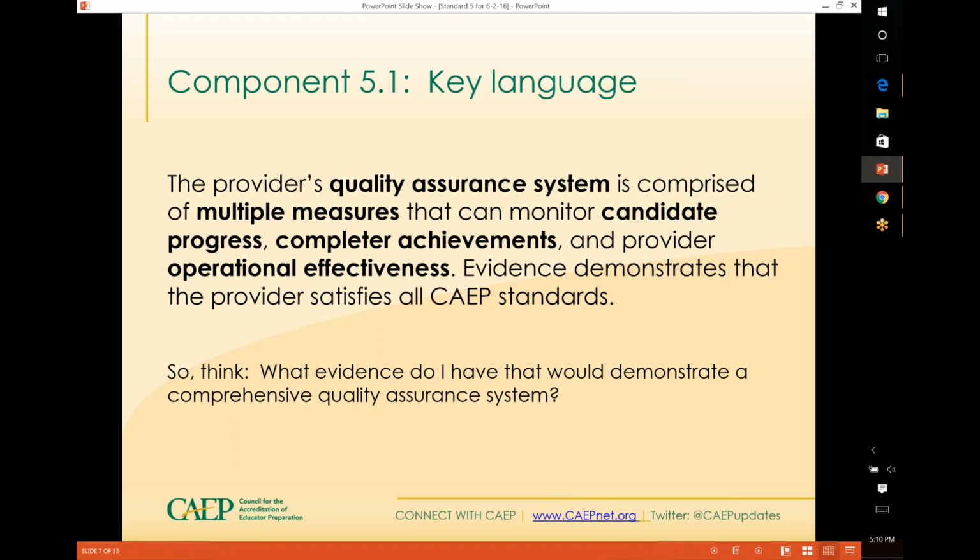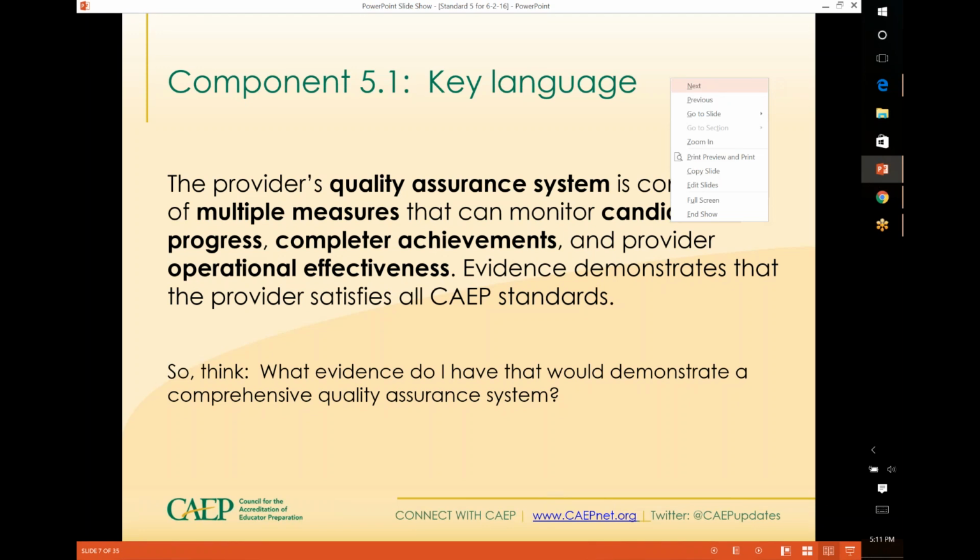And this is often something that gets left to the wayside for many people. As we monitor candidate performance and progress, we tend to focus on our candidates. And yet, operational effectiveness of the EPP as a whole is also an important aspect of quality assurance and a quality assurance system. So what you need to ask yourself is, what evidence do you have that would demonstrate that you have in your EPP a comprehensive quality assurance system that incorporates all three of these facets of that system?